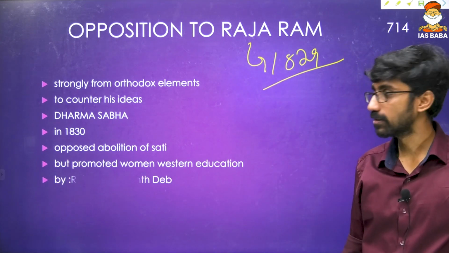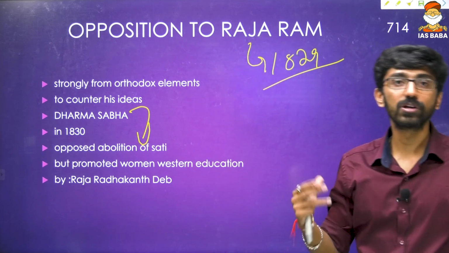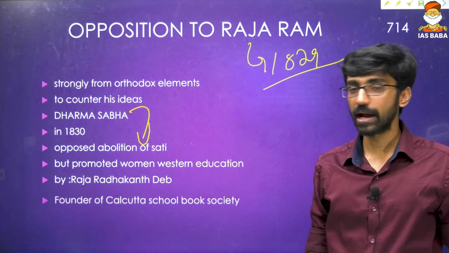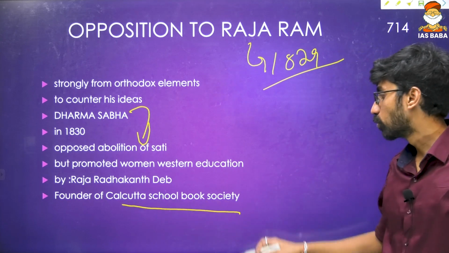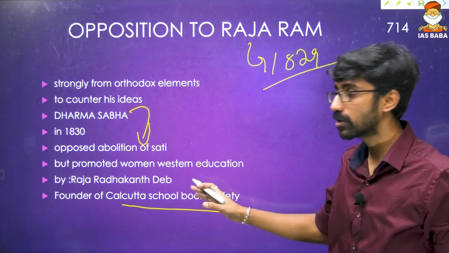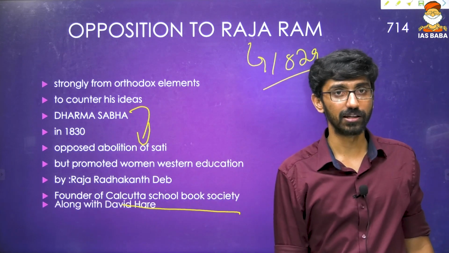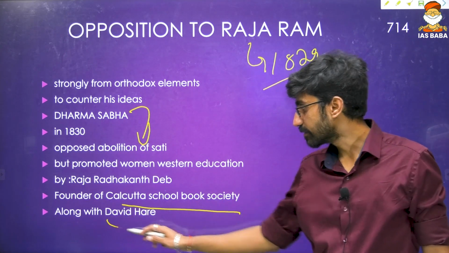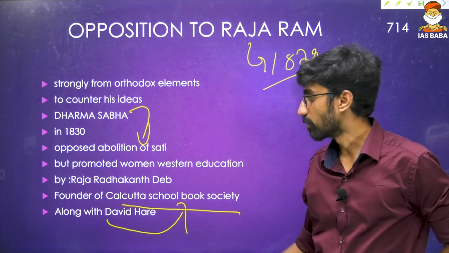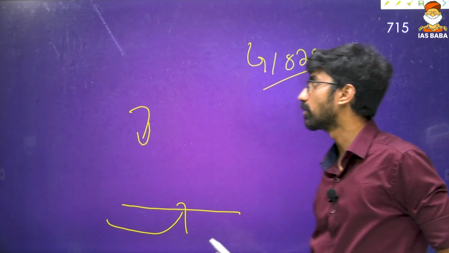Even though this society was against the abolition of sati, it promoted Western education. This society was established by Raja Radhakant, and he also founded the Calcutta School Book Society. They wanted to bring some Westernization among women, but they wanted women to follow the Sadeh system. So that is the Dharma Sabha by Raja Radhakant. Along with David Hare, he established the Calcutta School Book Society, and that is one of the contributions of Raja Radhakant. Because one question was asked about Raja Radhakant, I will come to that one.